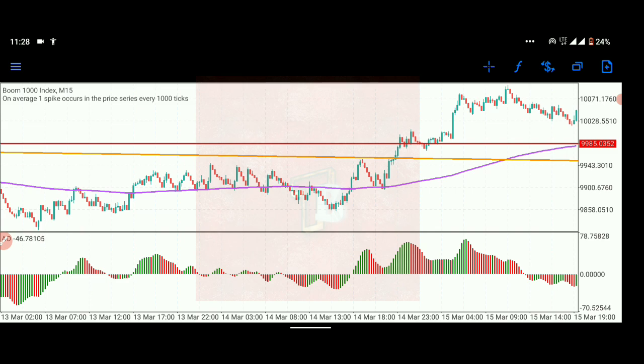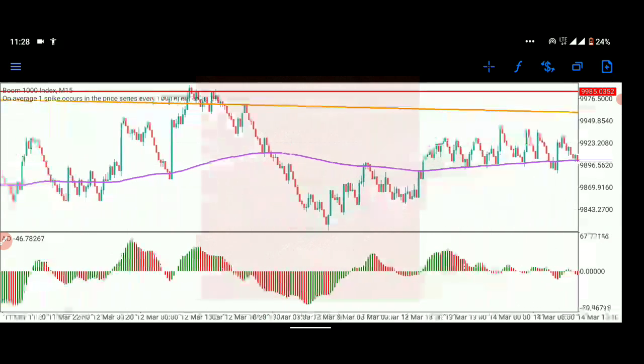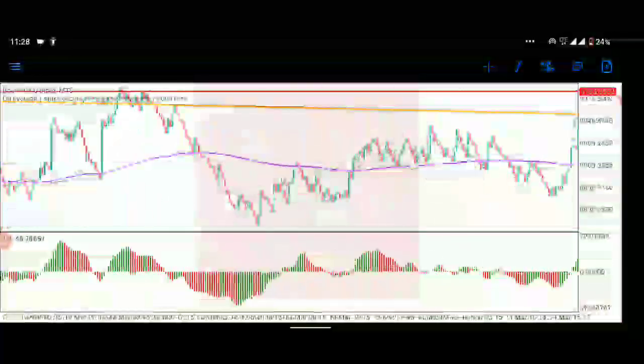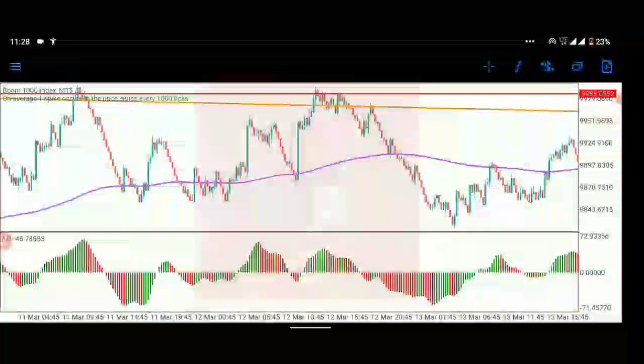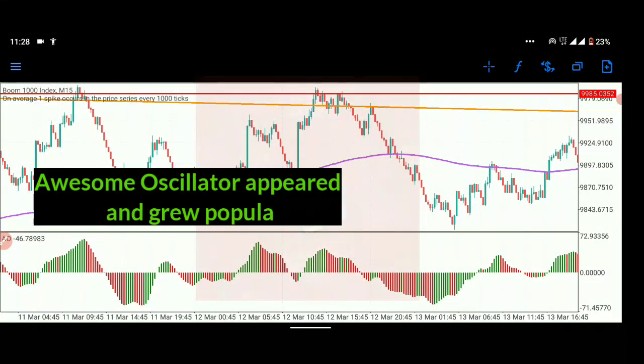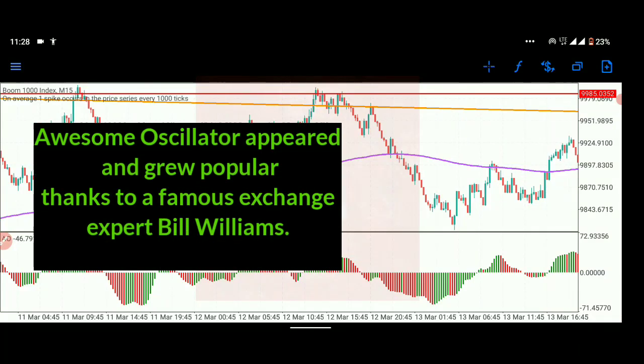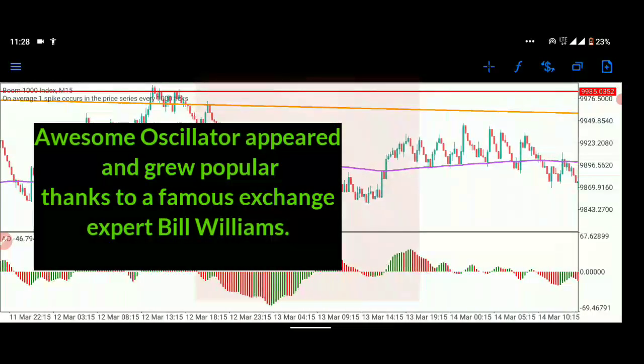It's an indicator. We may have been using it, but you may not really know the essence of it. It's a very important indicator. It is the Awesome Oscillator, which was authored by Bill Williams. All right, this is the Awesome Oscillator here.